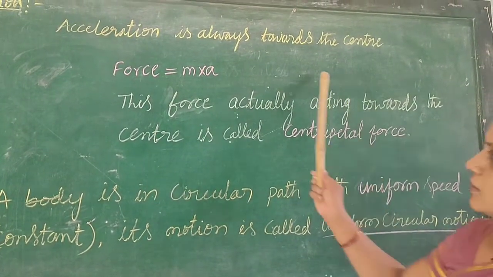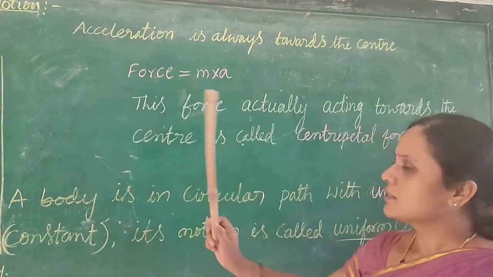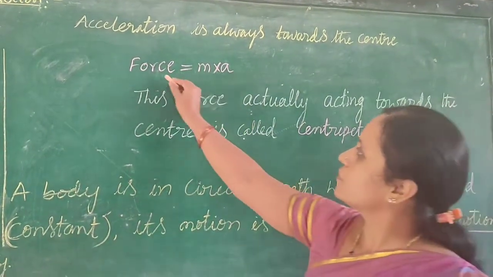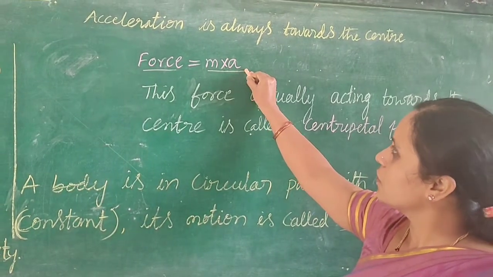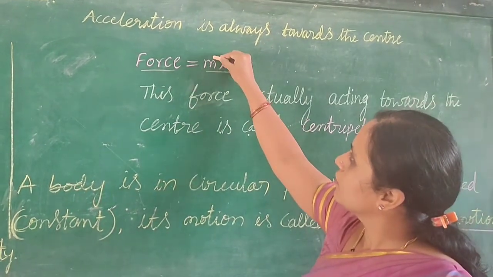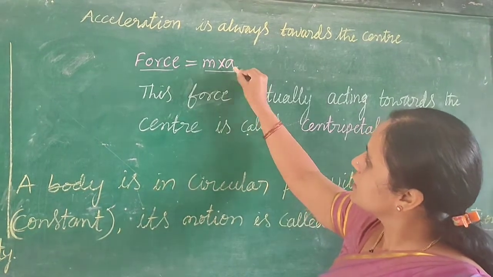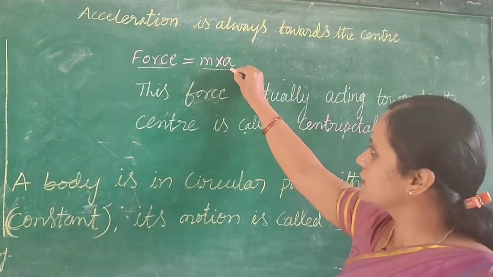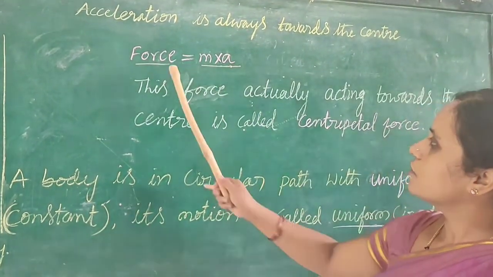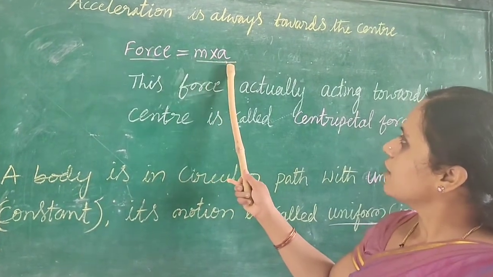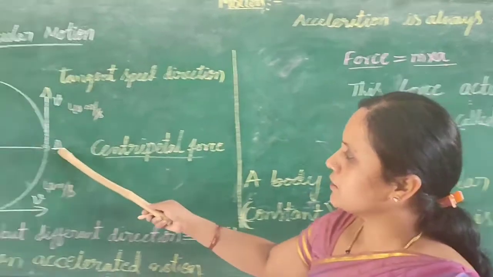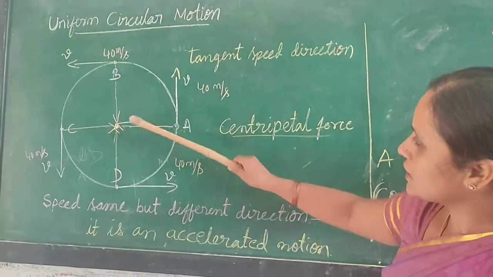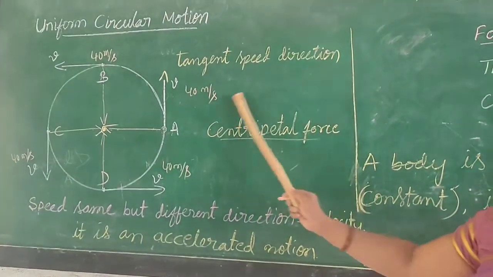You can see this force in your next classes. What is meant by force? Force is nothing but mass into acceleration. Any body has mass, and it moves at a certain speed, so it gets an acceleration. So force is nothing but mass into acceleration. Here the force actually acting towards the center is called centripetal force.